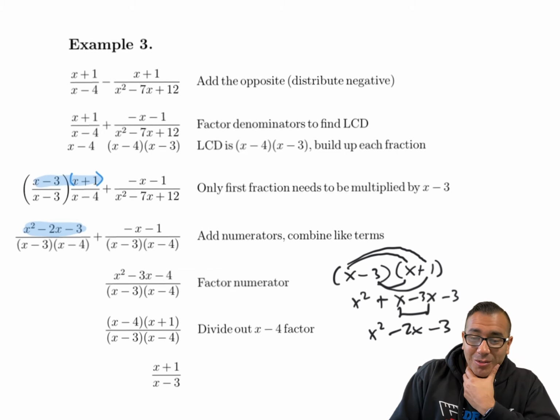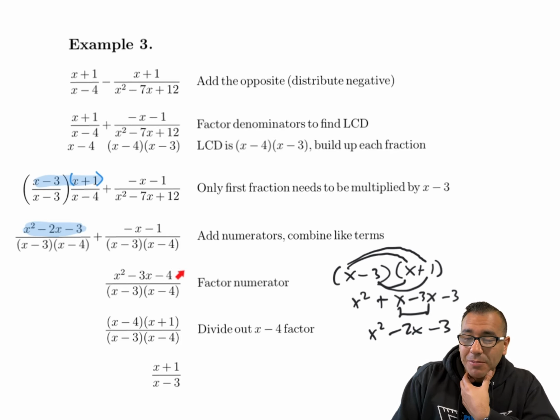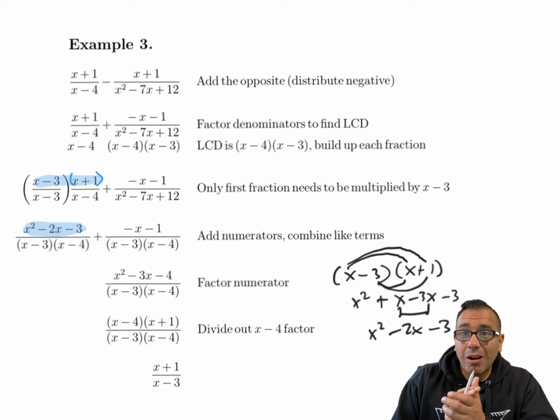All right, so now our denominators are the same. So now we could add the numerators and combine our like terms. So x squared, it does not have a like term over here, so the x squared stays. What's negative 2x minus x? Well, that gives me the negative 3x. What's negative 3 and negative 1? That's negative 4.